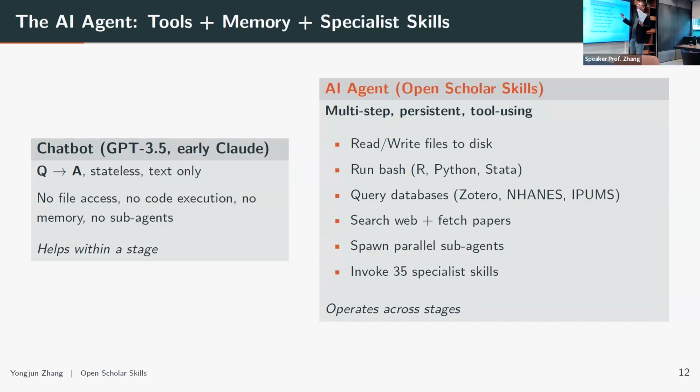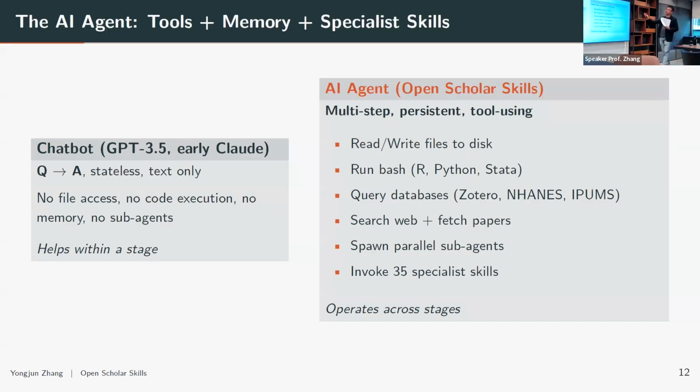So the chatbot is just text in, text out. Text only, like ChatGPT or Claude. No file access, no code execution, no memory, no agents. It's your conversation with the chatbot, and it gives you the answer. But an AI agent is totally different.